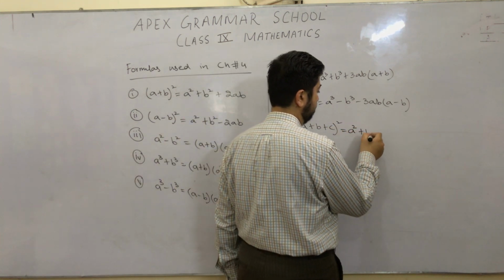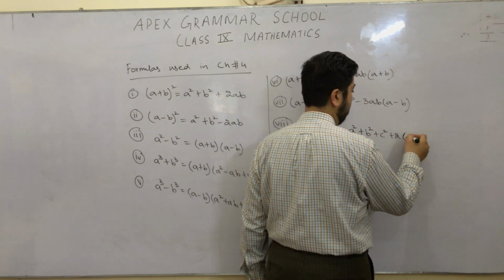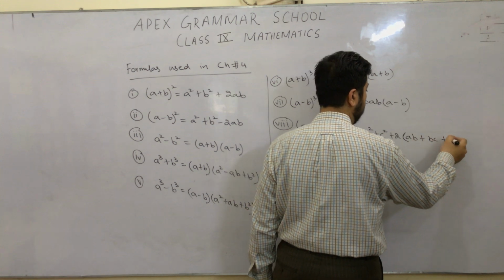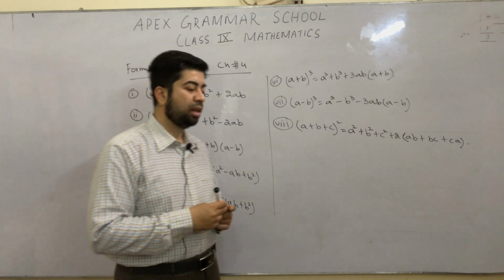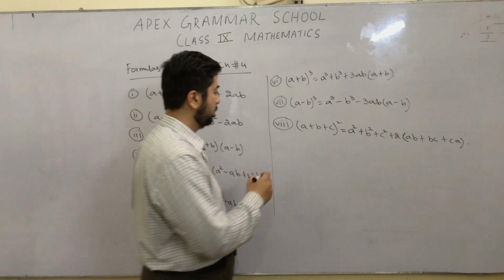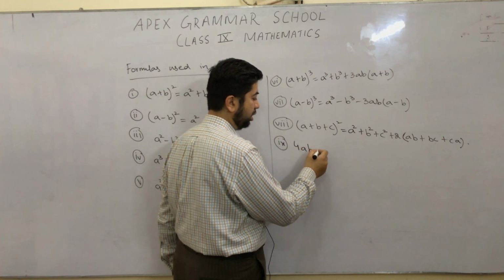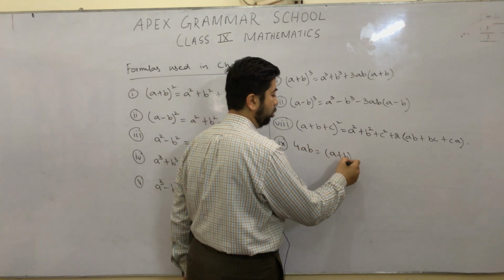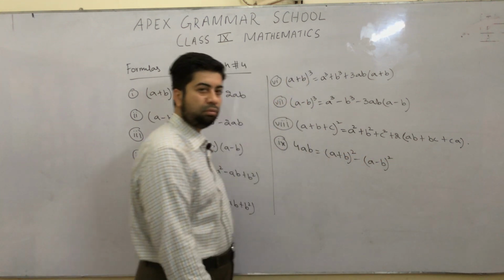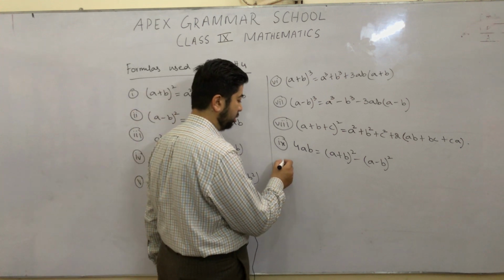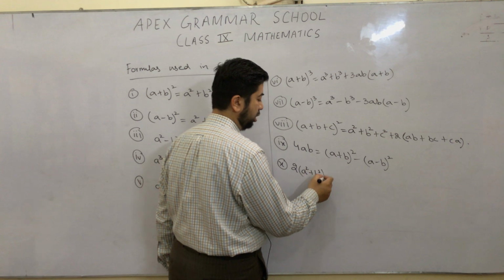a square plus b square plus c square plus 2 into (ab plus bc plus ca). These formulas, and also another one, ninth formula, 4ab is equal to (a plus b) whole square minus (a minus b) whole square. And 10th formula, that is 2 into (a square plus b square).